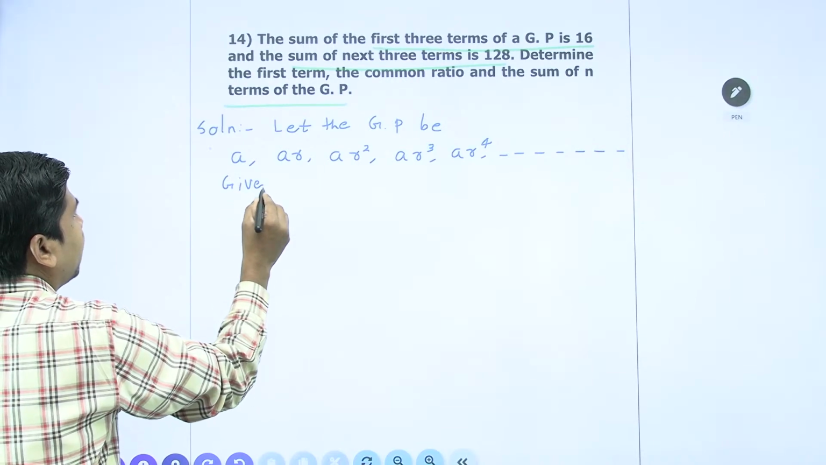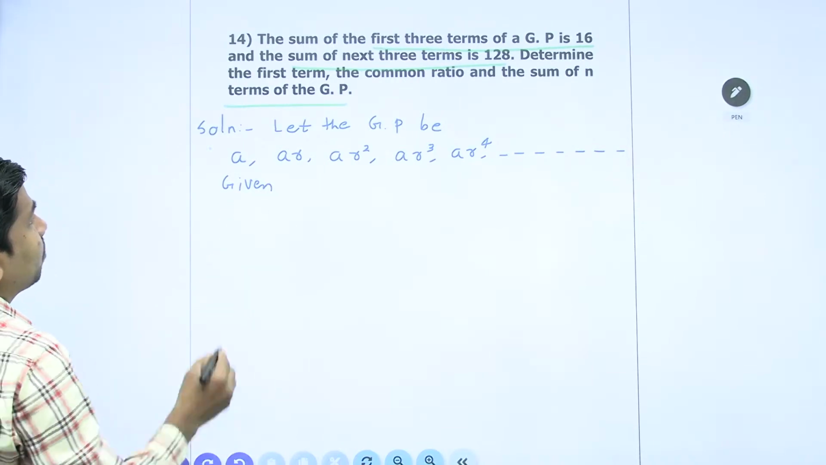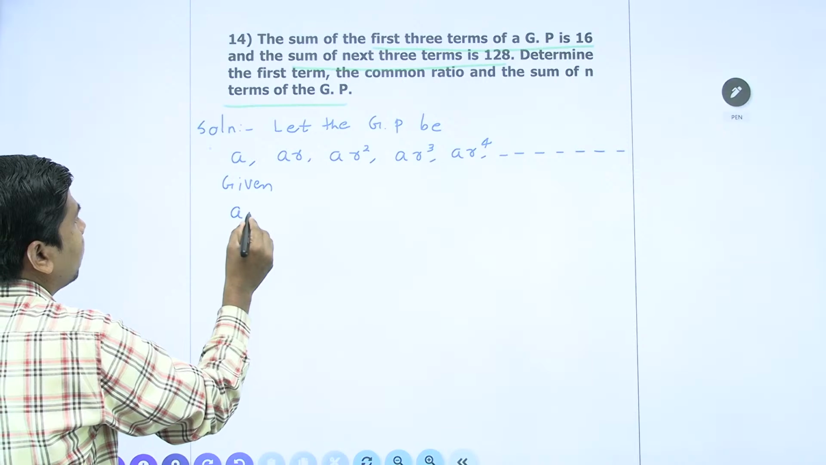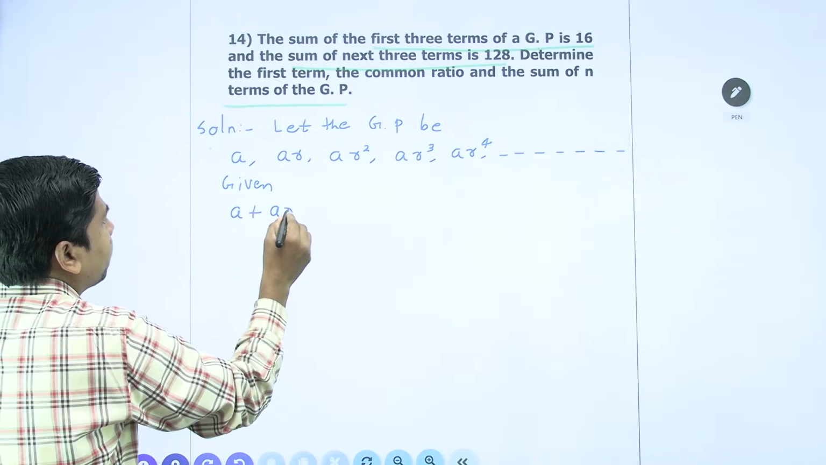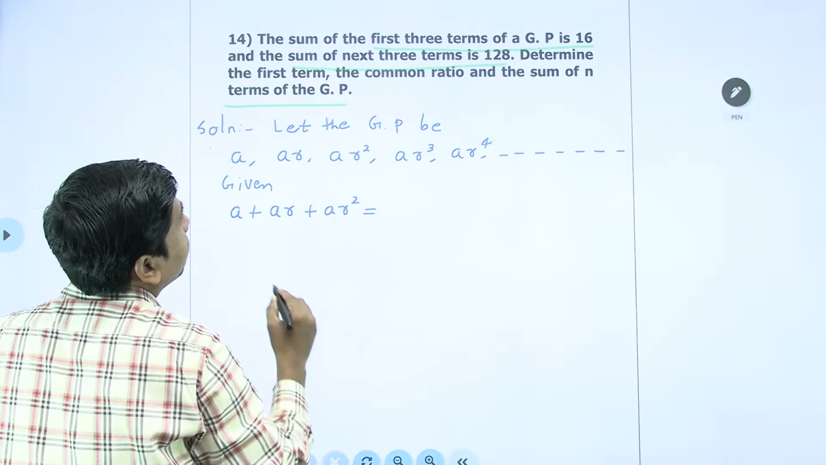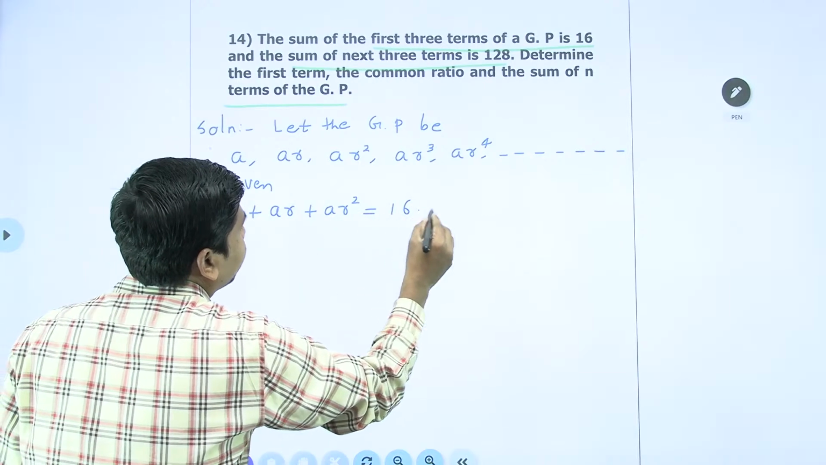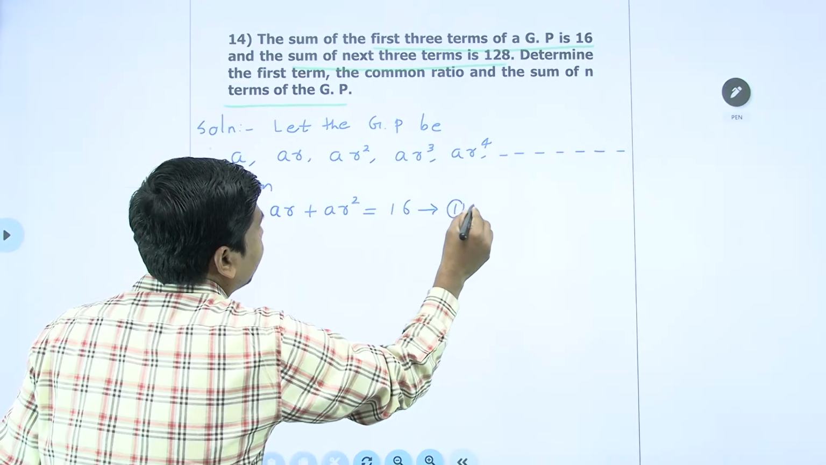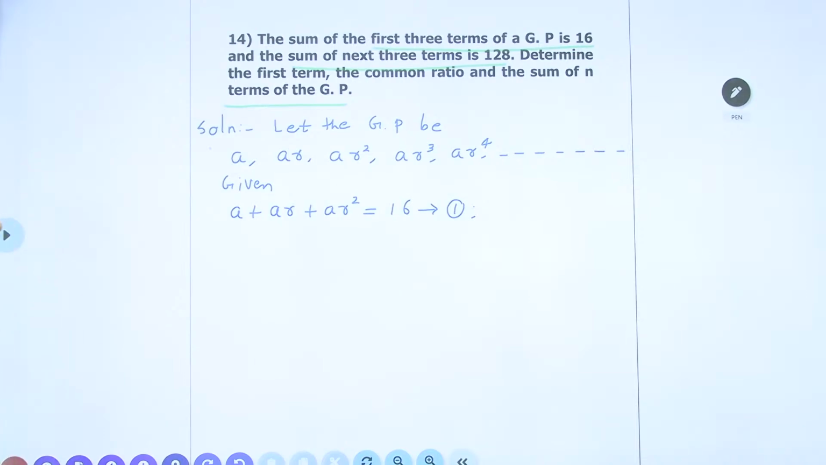What is given? The sum of the first three terms: a plus ar plus ar square is equal to 16. Let us call it equation 1. The sum of the first three terms is 16.